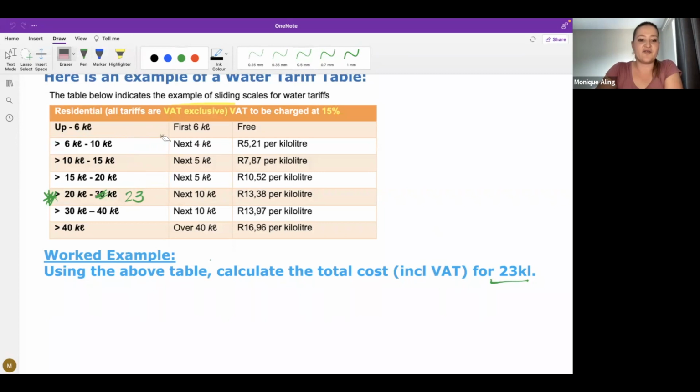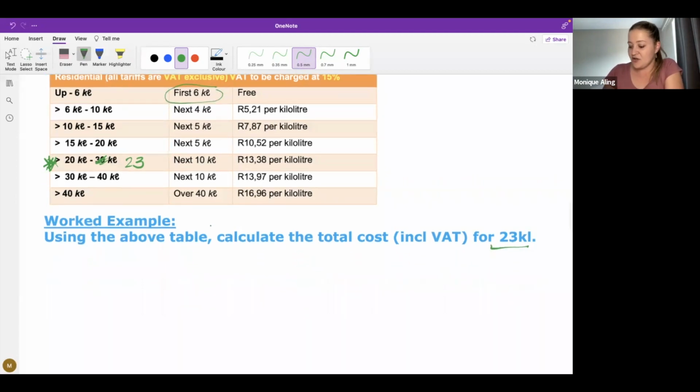So looking at the first range would be our first 6 kiloliters used. They even tell us here the first 6. Okay, so you're using your water. The first 6 kiloliters is going to be free. So we can show that calculation: 6 kiloliters times by 0 rand. Okay, we have now dealt with the first range.